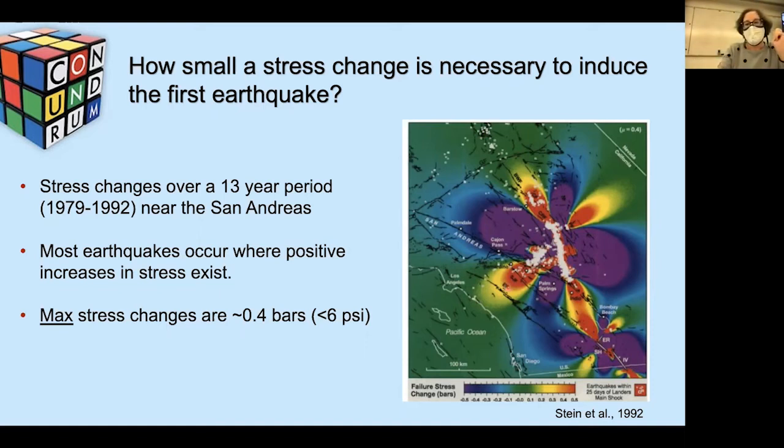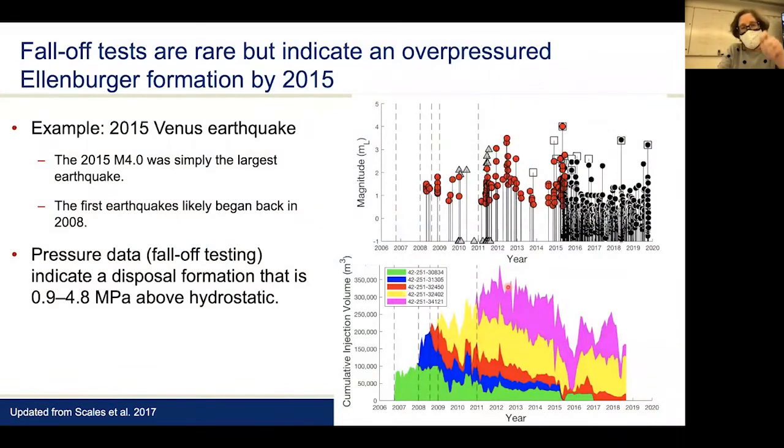And so, you know, we know that Ellenberger is overpressured. There's one data set that had to be collected after the magnitude 4 that shows that the Ellenberger was overpressured from injection by 2015. So it's not gravity driven anymore. This is just from that magnitude 4. This was the template matching that I referred to earlier that shows that the magnitude 4 was actually well into the seismic sequence. And the template matching revealed that fault had actually been active since 2008.